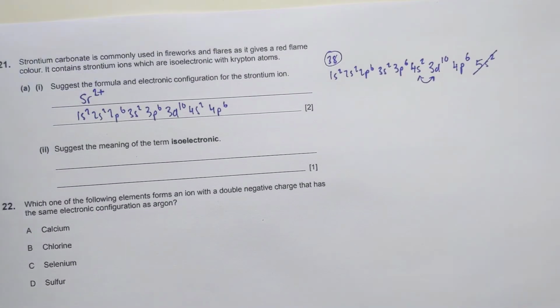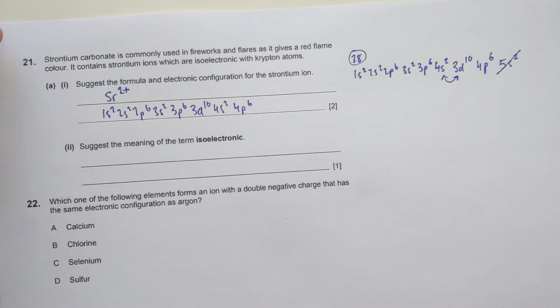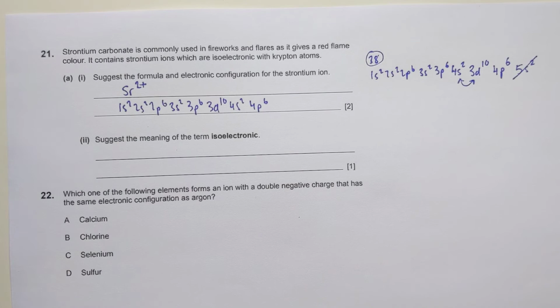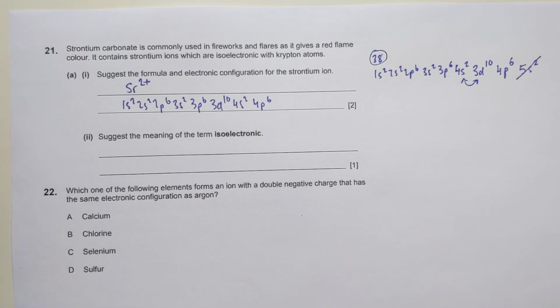Then part 2, suggest the meaning of the term isoelectronic. Whenever you see the word suggest, as we saw in the first one, it generally means it's going to be a harder question. Suggest implies that something isn't actually in your notes or in the specification. It just wants you to think and puzzle it out from the question.